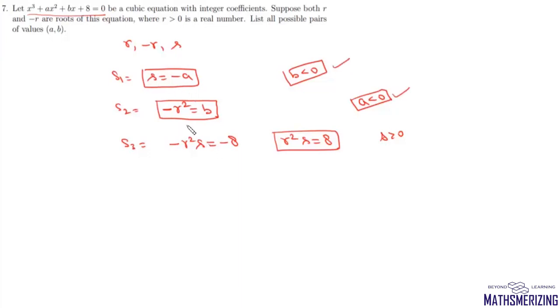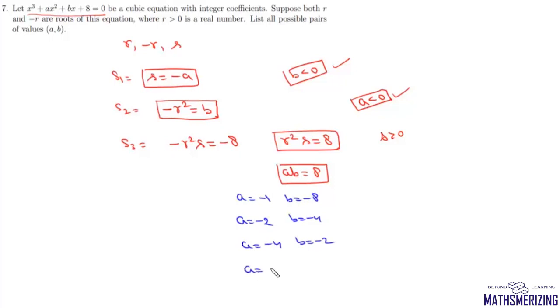Now if we put the value of s and r in this third equation, we can write s into r square. S into r square is simply a into b. So the product of a, b should be equal to 8. So now we need to find the values of a and b such that their product is 8 and they are integer numbers. So we can express 8 as 1 into 8 and 2 into 4. So the possible solutions are either a is minus 1, b is minus 8, a is minus 2, b is minus 4, a is minus 4, b is minus 2, or a is minus 8 and b is minus 1. So we have these possible pairs of a and b.